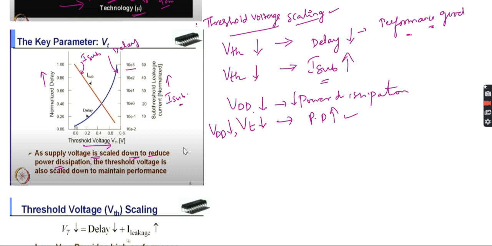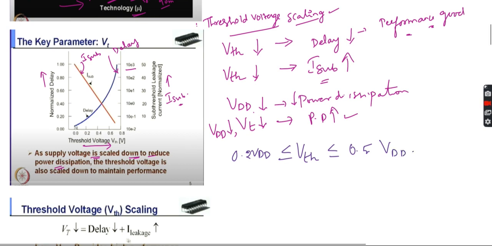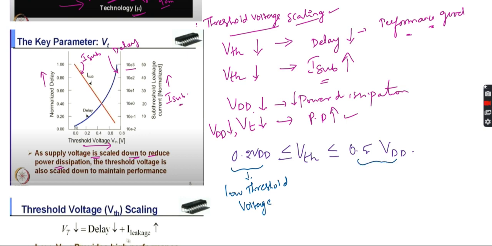As you know, what is the range of the threshold voltage? We know the formula already, right? It is like 0.2 to 0.5 VDD. This 0.2 I can call a low threshold voltage. This one I can call low threshold voltage. This I can call high threshold voltage.